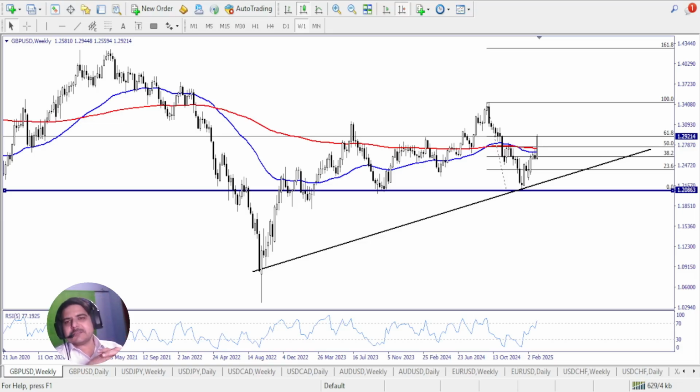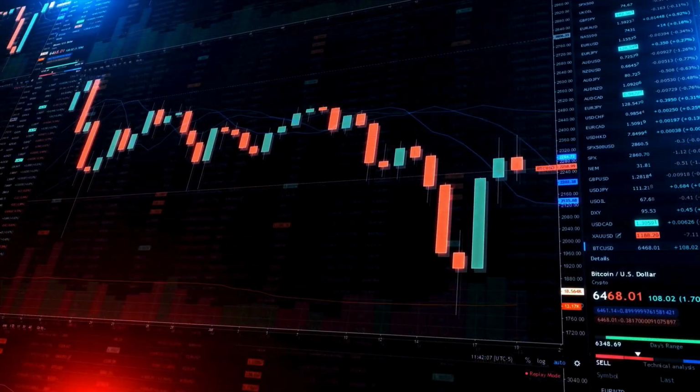This is a weekly Forex forecast for the upcoming week starting from Monday, 10th of March 2025.